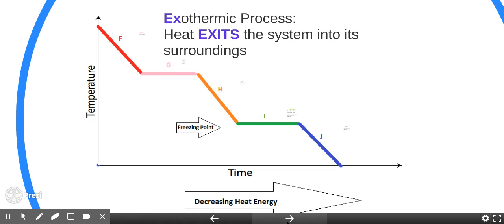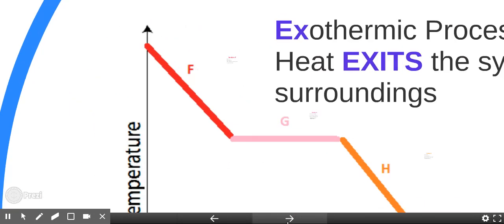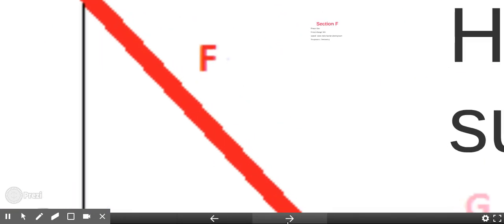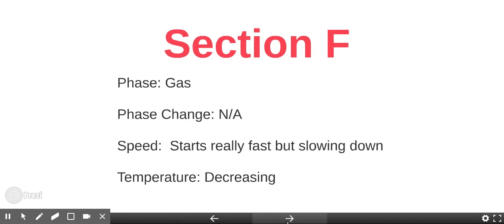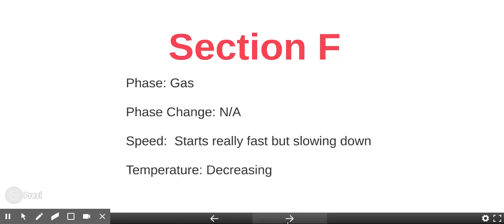So if we had a gas, per se, and we put it into a freezer, this is what we would see here. Over time, we are decreasing the thermal energy. So if we look at F, and I'm going to go through this pretty fast, F is when we just have gas. Again, no phase change because only one phase is present. This is when it starts fast, but it's going to start slowing down because we are taking the heat energy out. Because it's slowing down, we'd see a decrease in temperature.